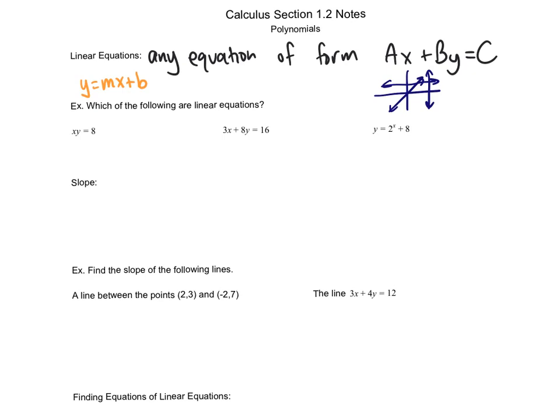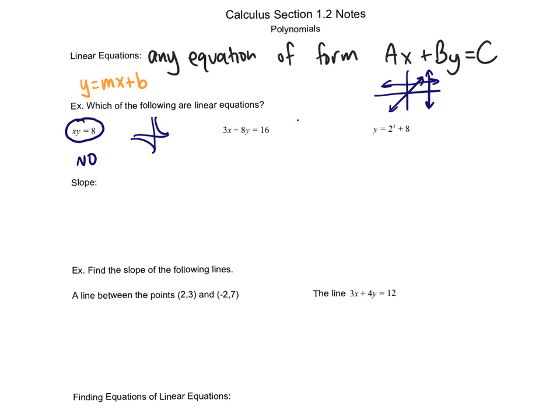So if we look at these three equations here, I'm going to claim that only one of them is a linear equation. Now, the first one is not a linear equation because remember, it has to be something x plus something y, and this one has a product of x and y. So that is not linear. This is actually a reciprocal function. This would look something like this if I were to graph it.